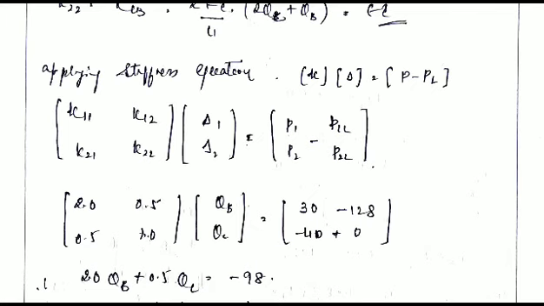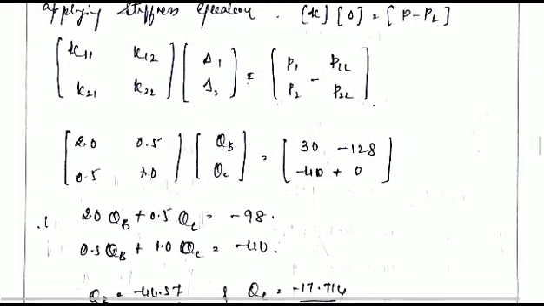Substituting this in matrix form, the unknown displacements delta 1 and delta 2 are nothing but theta B and theta C. The P values are found due to the external moments given in the question itself, that is 30 and minus 40. The PL value that we found due to the external moments is minus 128 at B joint and 0 at C joint.